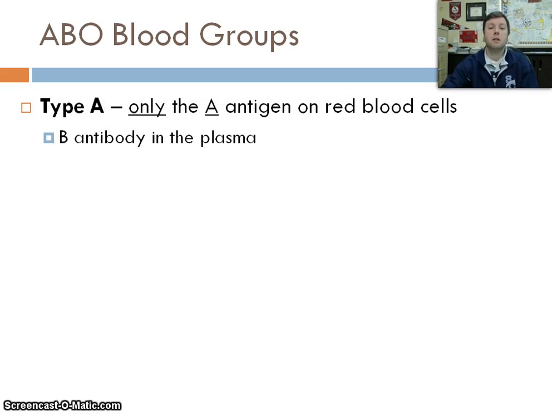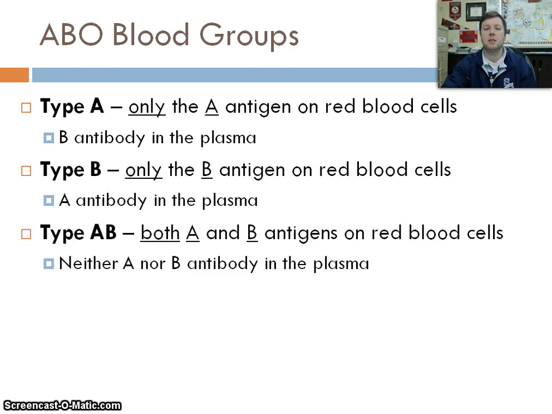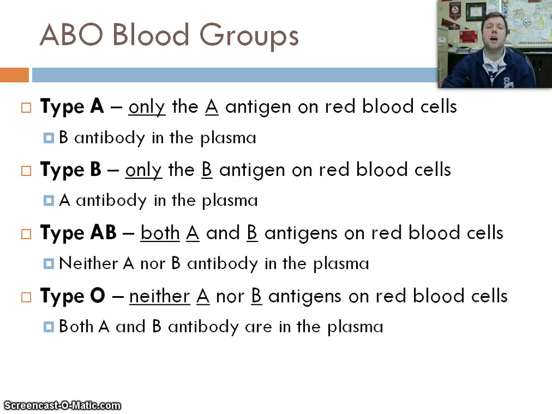So type A, there's that antigen A on the red blood cells. You've got B antibody in the plasma. Type B is the opposite. AB, you've got both antigens on your blood cells, so you've got neither antibody in your plasma. That means nothing's going to attack its own blood. Type O, you've got both antibodies in your plasma because you have neither antigen on your red blood cells, which means type O can only receive from other type O because they have these antibodies in their plasma that would attack A, B, or AB if given.